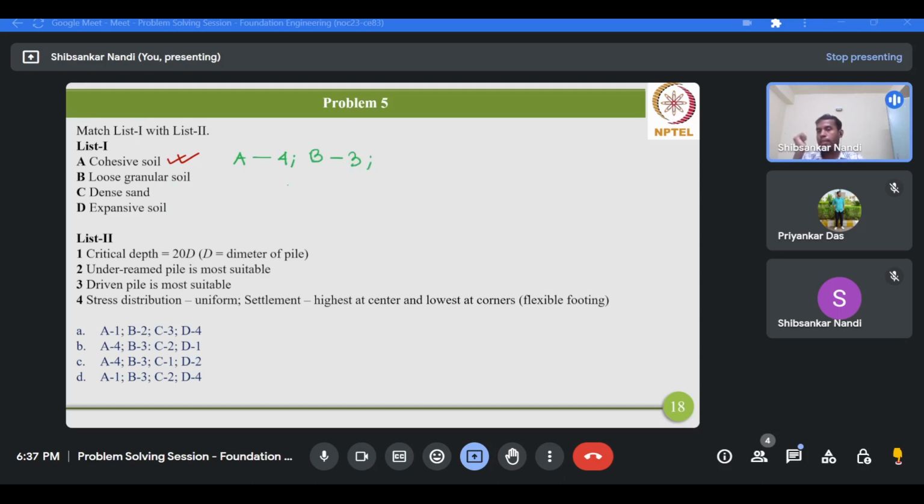So likewise, for dense sand, you know that the critical depth of a pile is restricted to 20 times the diameter of the pile. So C is matching with entity 3. We'll come on to the topic of what is known as critical depth. And lastly, for expansive soil, the underreamed pile is most suitable. So D is matching with entity 4. So therefore, I hope option C is the correct answer.